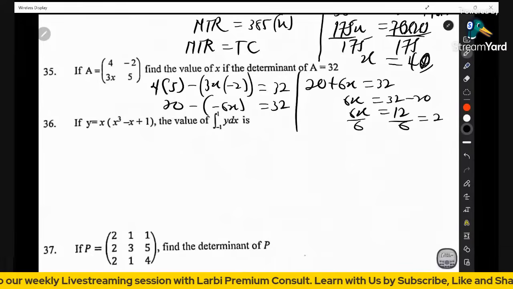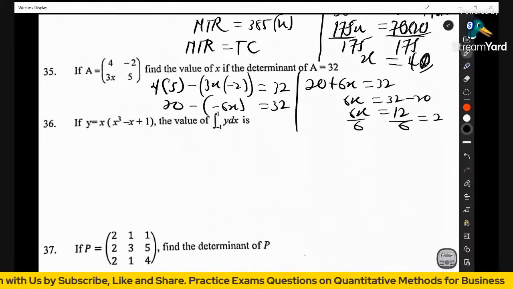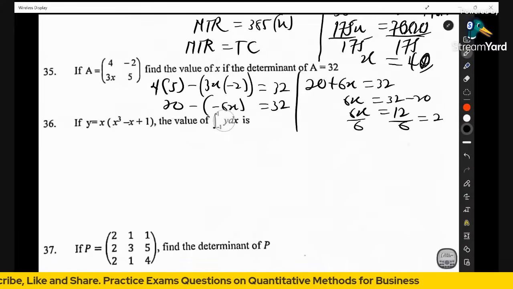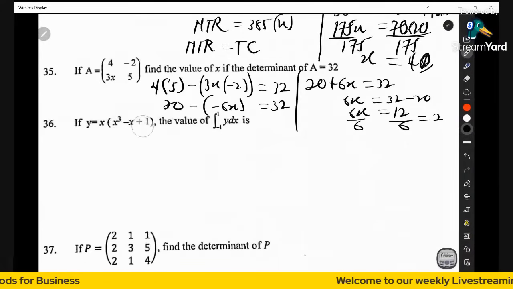Question 36: if y is equal to x into bracket x cubed minus x plus 1, the value of... so we are talking about a definite integral. So you see the limit here, the upper limit and lower limit. What I want to do here is to simplify this to its simplest form before you bring your calculator to solve that.